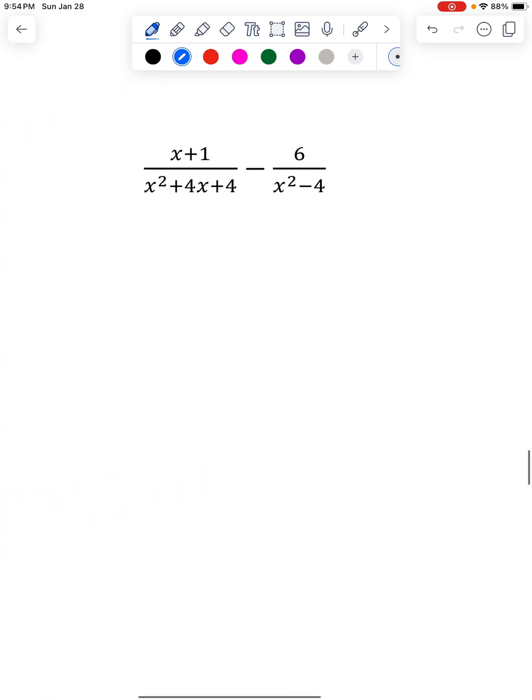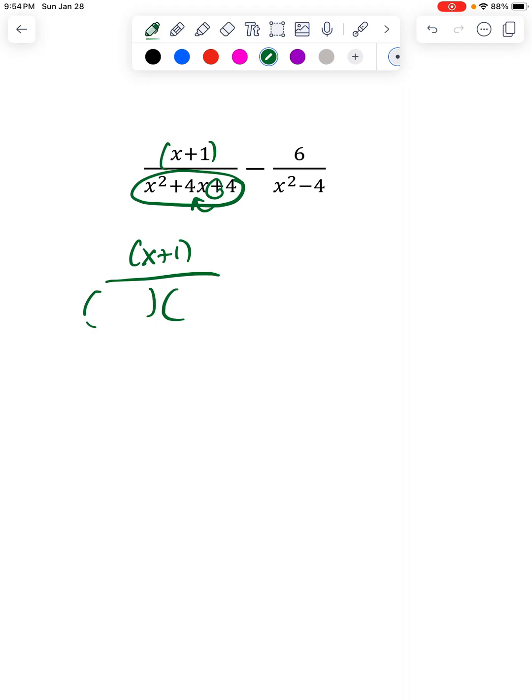Let's try again. There's only 3 of these because they do take quite some time. So this does not factor, so that's going to stay x plus 1. This probably does. I need 4 in a way that adds up to be 4. So I'm going to use 2 and 2. And for it to be a positive 4, I'll need them both to be pluses.